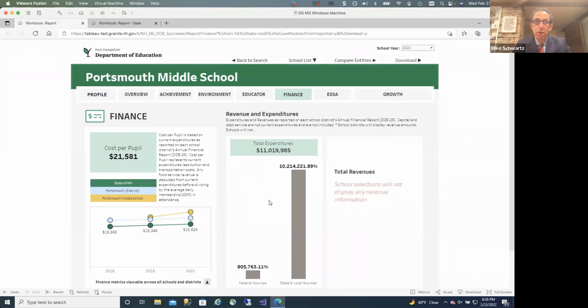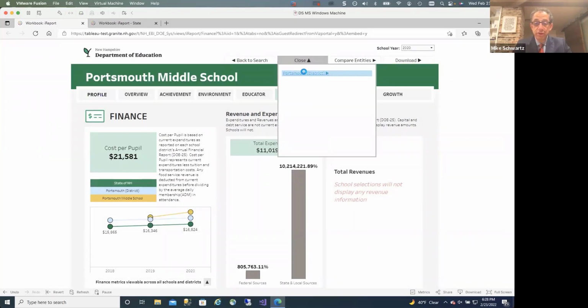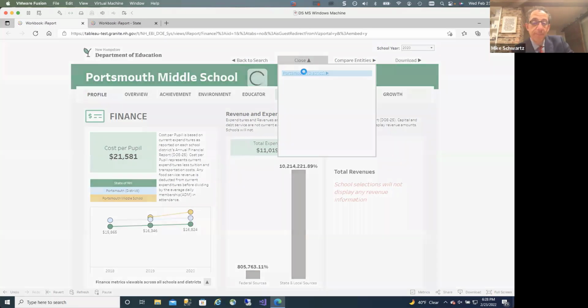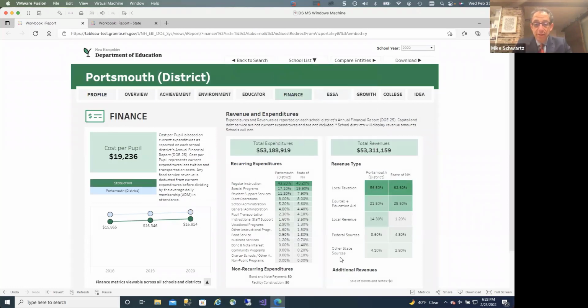For the most part, financial data is provided to the state at the district level, not the school level. So you'll see school selections will not display revenue information. If I switch, instead of looking at the school, we look at the entire district. And so if you click on school list, you can choose from that school, or you can look at the whole district. So if I choose the district, and again, remember, I have to click this a second time to make it shrink. Now you'll see a lot more finance information. So I want to point that out. If you're looking for finance information, you typically need to look at the district level.